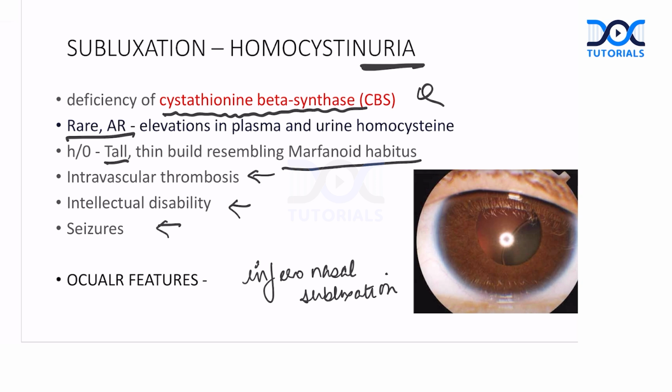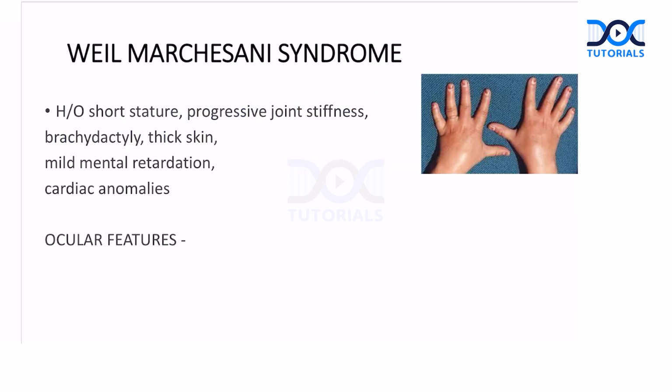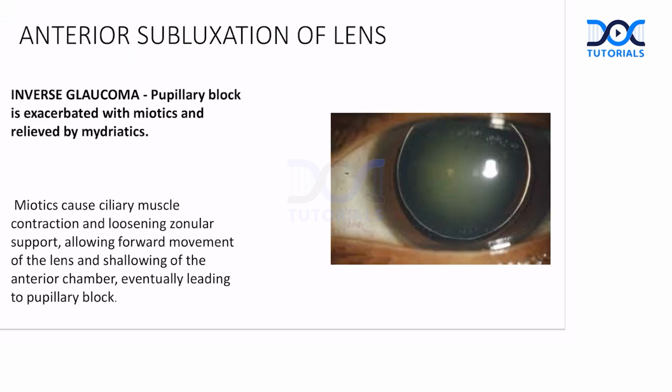Remember this question. Now the next one is my favorite. What is Weill-Marchesani syndrome? So remember friends, this is another very important syndrome where we have an anterior subluxation of lens. Very, very important. Now anterior subluxation is that from the posterior chamber it comes into the anterior chamber. Have a look at the picture. The whole of the lens has come out into the anterior chamber.